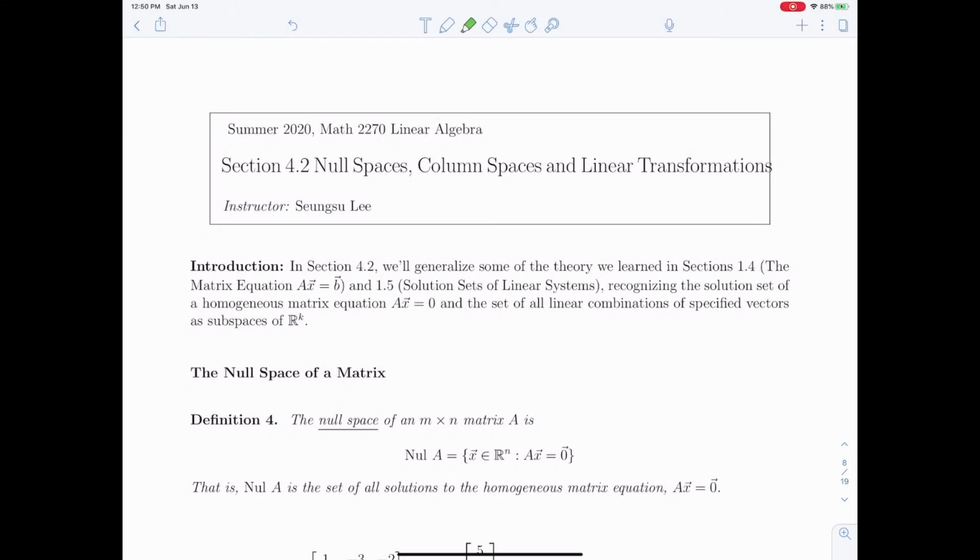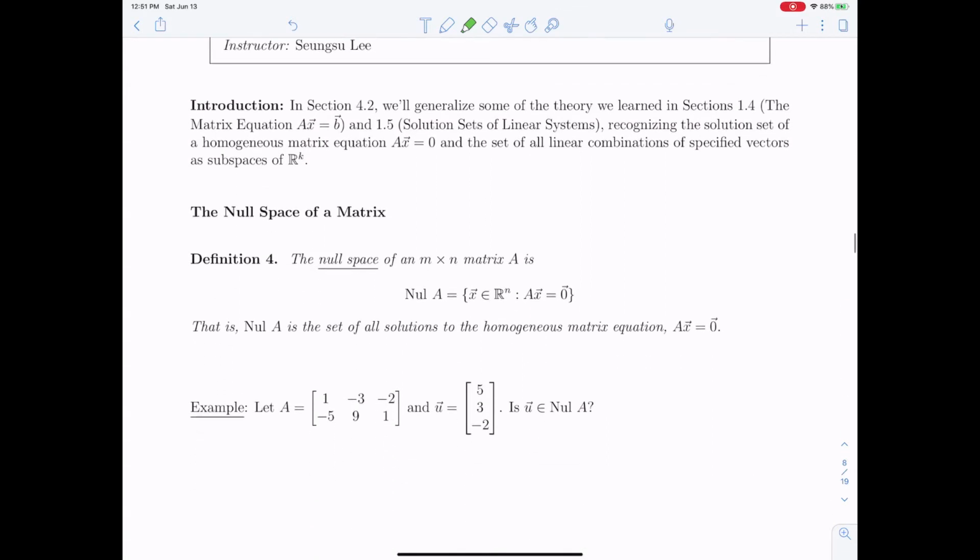In this section, we're going to generalize the theories about matrix equations and their solution sets, and we will see that the solution set forms a vector subspace of R^k. So let's first look at the following definition.